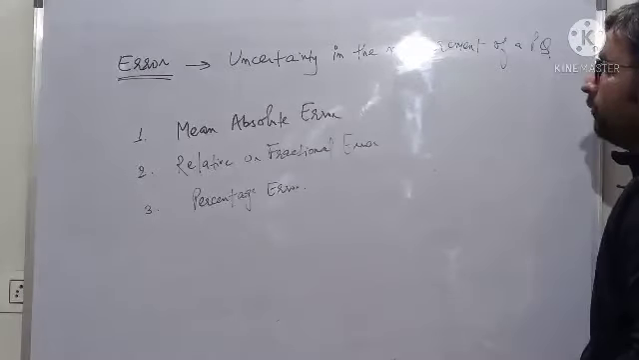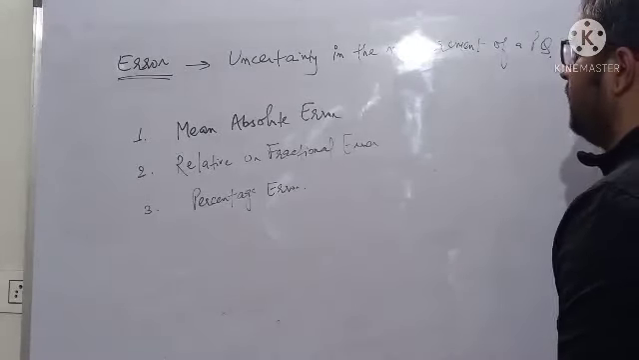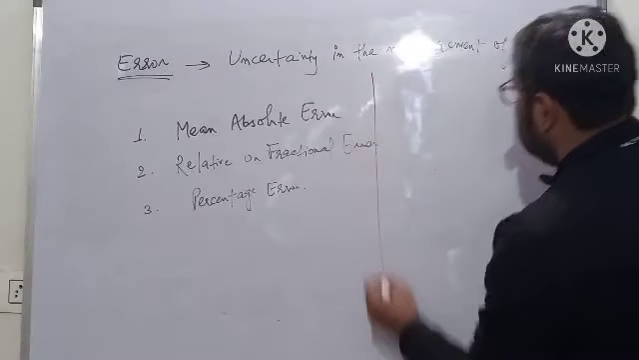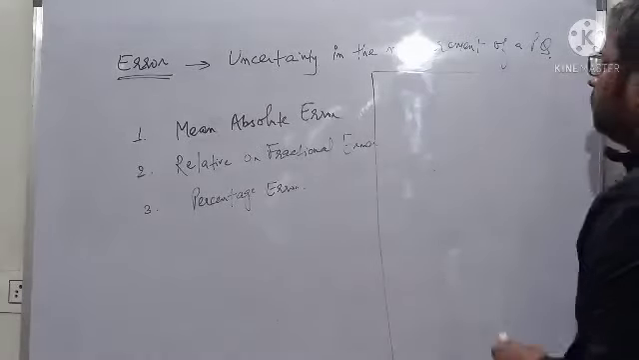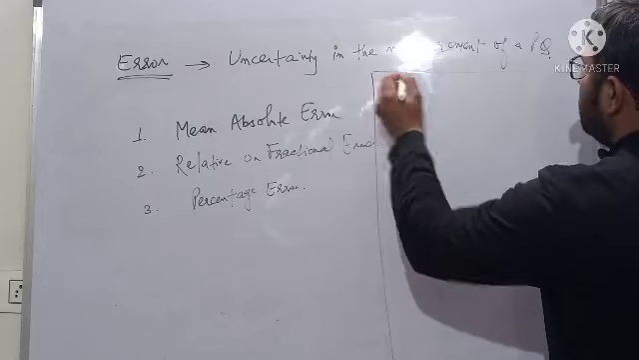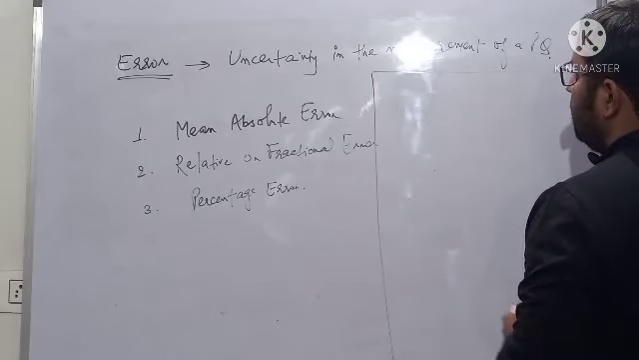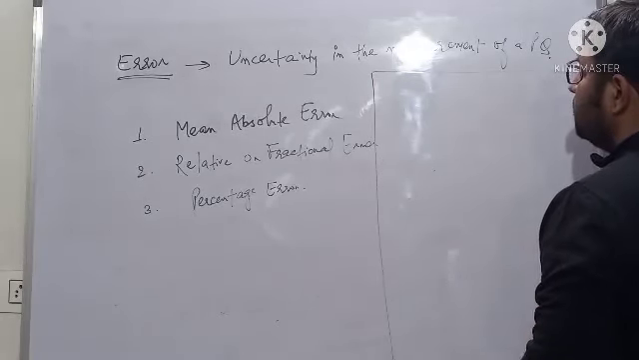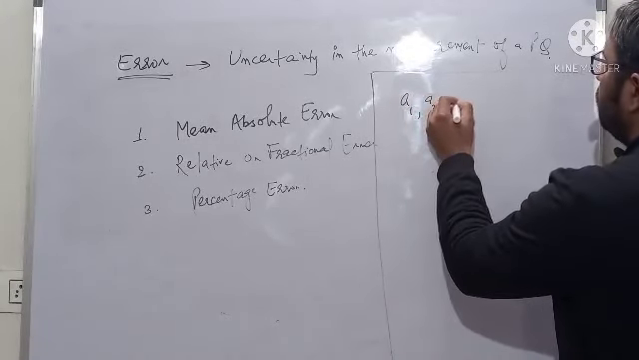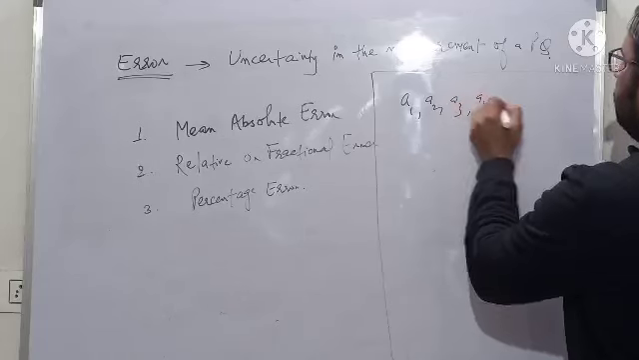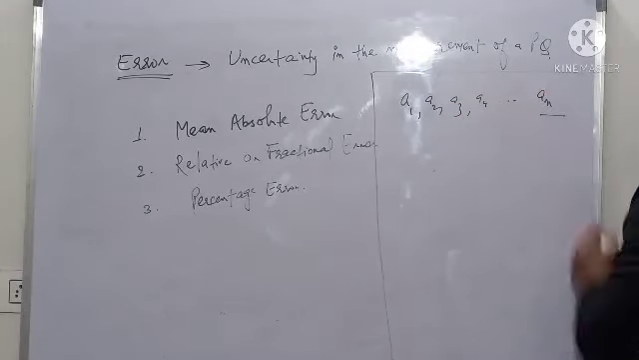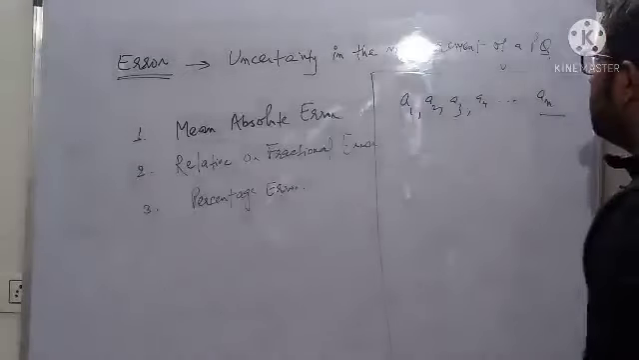Let us start from the mean absolute error. Now we will solve one example. Let us assume that we have measured some values of any physical quantity, say length, and we got A1, A2, A3, A4 up to so on AN values. These are my measured values.